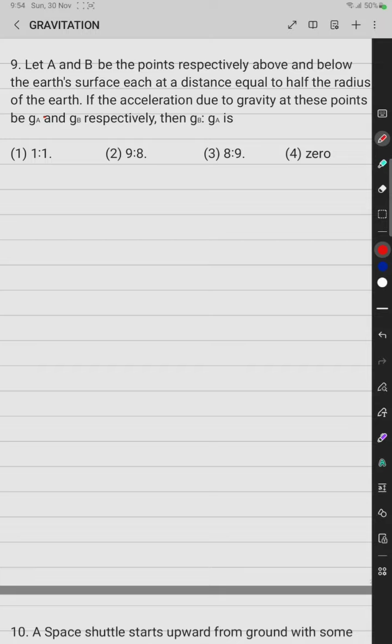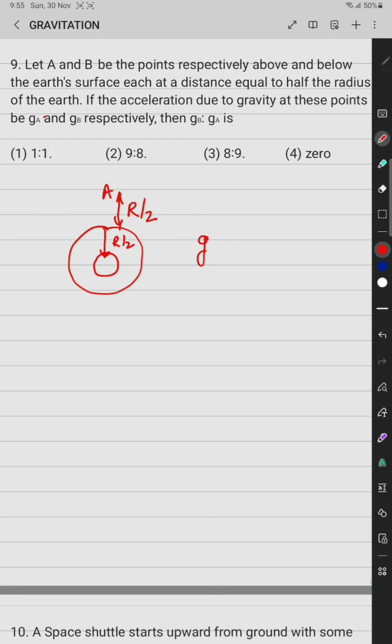In this situation, A and B are points above and below the Earth's surface, at a distance equal to half of the radius of the Earth. The acceleration due to gravity at these points is supposed to be gA and gB. Here, point A is at a height of r by 2 from the surface of the Earth, and point B is inside, at depth r by 2.